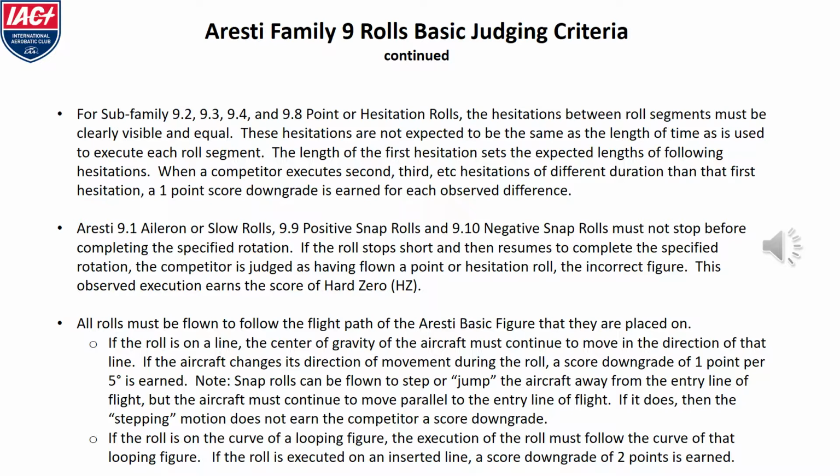All rolls must be flown to follow the flight path of the Aresti basic figure that they are placed on. So if the roll is on a line, the center of gravity of the aircraft must continue to move in the direction of that line. If the roll is on the curve of a looping figure, the execution of the roll must follow the curve of that looping figure.